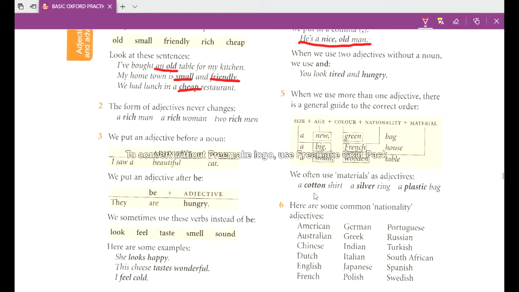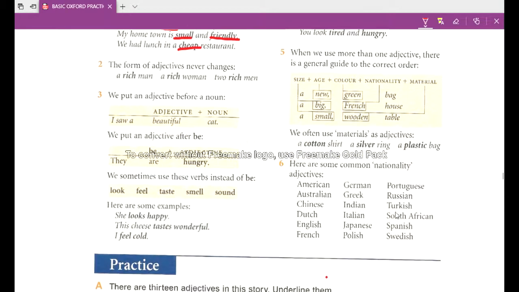We can say gold, iron, for example, they are also materials, and we can use them as adjectives. Okay. In point number 6, here are some common nationality adjectives, like American, Australian, Chinese, Indian, Portuguese, Russian, and so on.